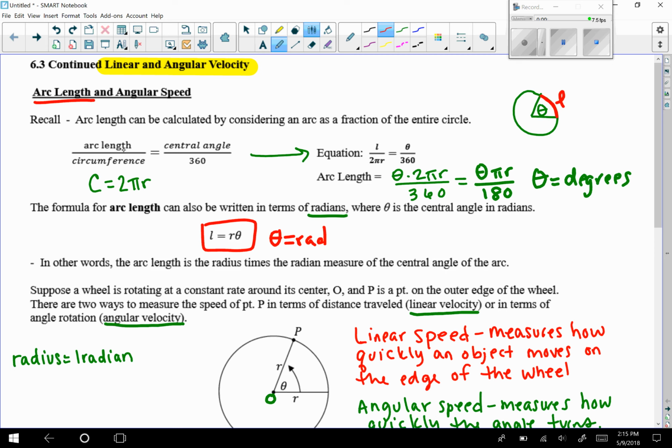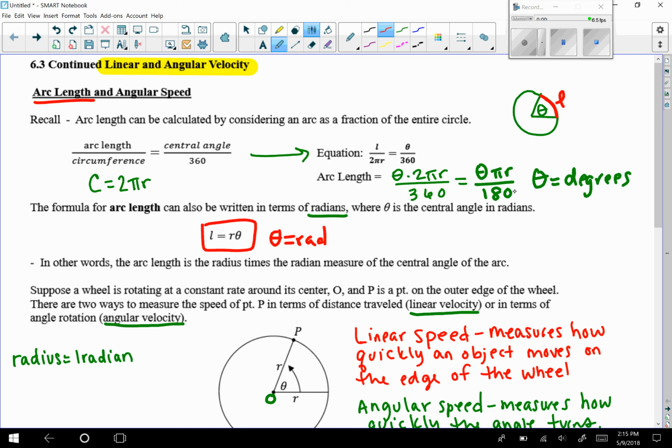So the arc length L over the whole, which is 2 pi r, the circumference, is equal to the angle theta over the whole, which is 360. So multiply both sides by 2 pi r, so you get theta times 2 pi r over 360 is equal to, and when we simplify, theta pi r over 180, where theta is in degrees. So remember that when we're taking a degree measure and changing to radians, we multiply by pi over 180.